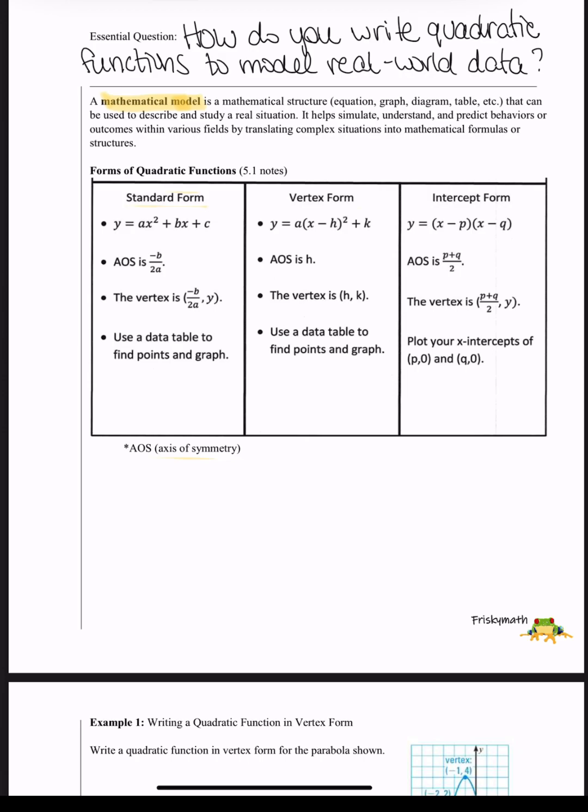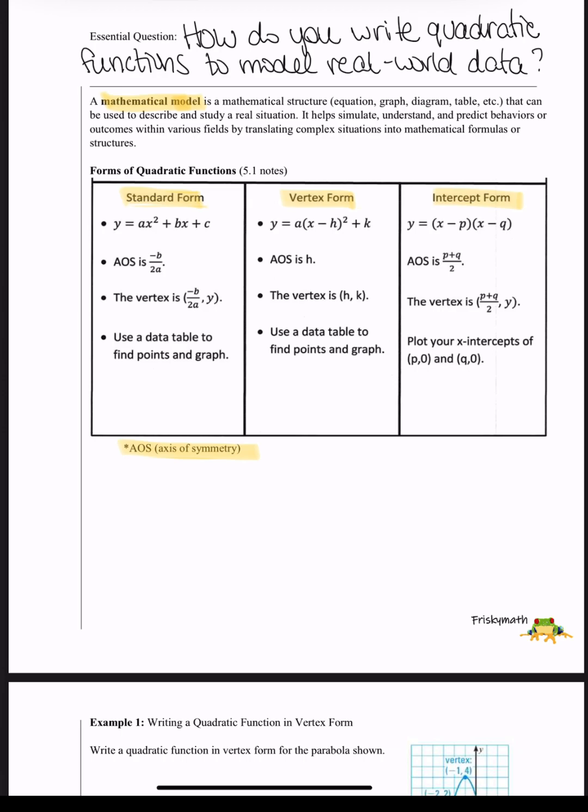On this page, I've just summarized the different forms of quadratic functions. So you have standard form, vertex form, intercept form. They can all be graphed in similar yet different ways. They all have an axis of symmetry. That's what AOS stands for, and I put a little note down here. Each one of them, you can find your vertex. It lies along that axis of symmetry.